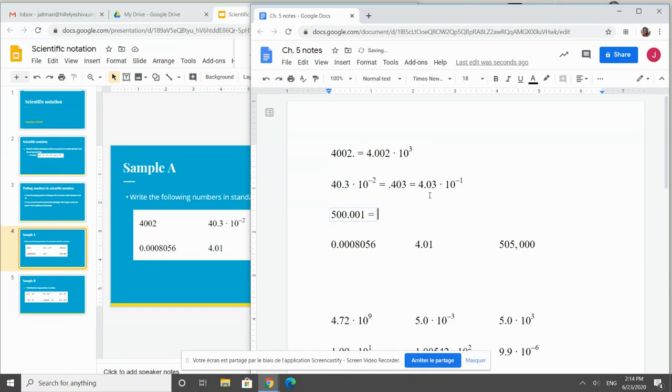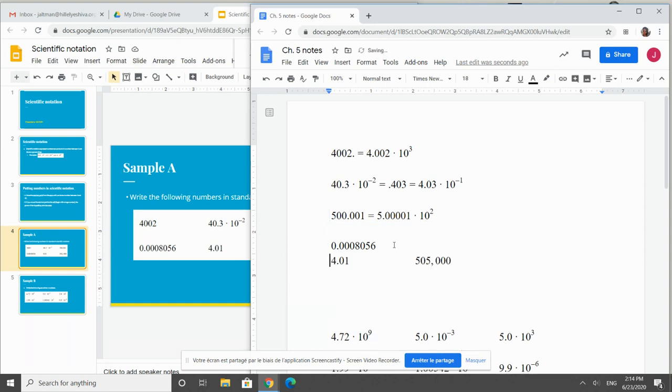For my next one, I start by moving the decimal to the left 2 times. Since I moved it to the left, the power of 10 is positive, and I moved it 2 times, so it is times 10 to the second power. So for this one, I move this to the right 4 times. I moved it to the right, so my power of 10 is negative, and I moved it 4 times, so it is -4.